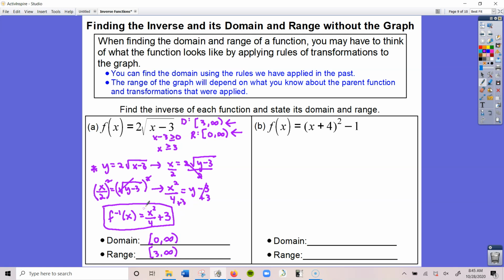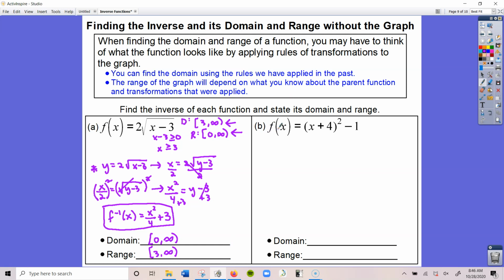Now the range, if I look at my equation, I have this plus 3 at the end. That means that my quadratic, which on the graph is a parabola, was shifted up 3 units. And we know that from our parent function, the parabola's vertex, which is the lowest point on the graph, is at 0, 0. So if it moved up 3, that means that we're starting at 3 and then to infinity.